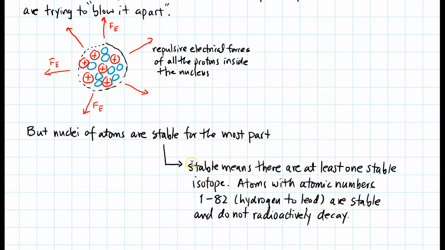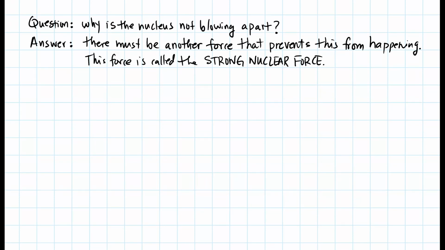What do I mean by stable? Stable means that there's at least one stable isotope. Atoms with atomic numbers 1 through 82, that means from hydrogen to lead, are stable and do not radioactively decay. That means that these atoms will last at least 10 times the age of the Earth. Why is the nucleus not blowing apart? Answer: there must be another force that prevents this from happening. This force is called the strong nuclear force.